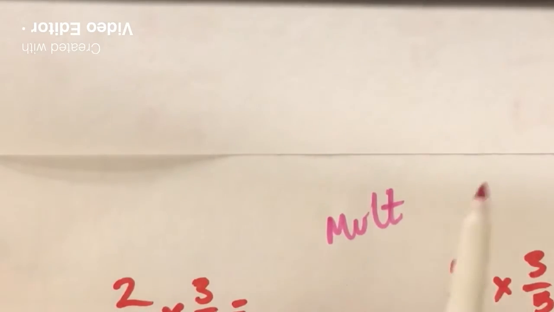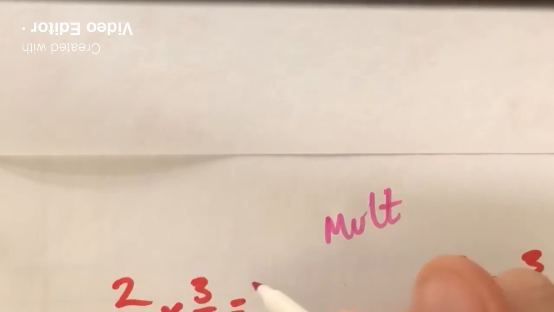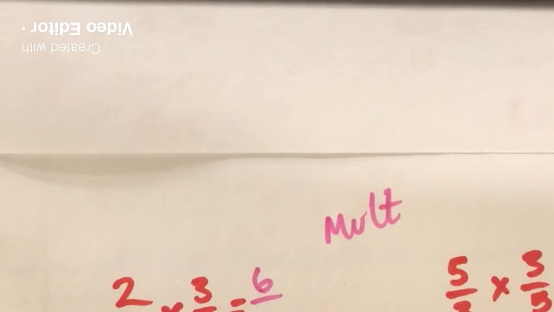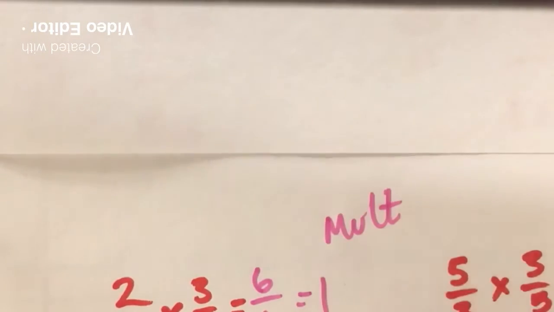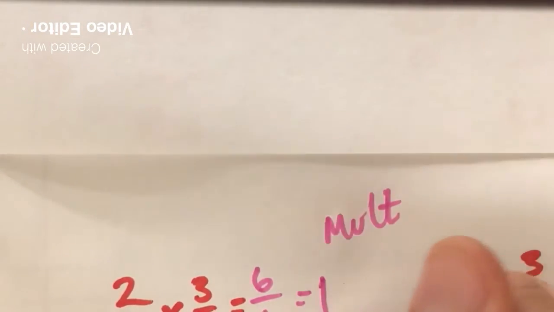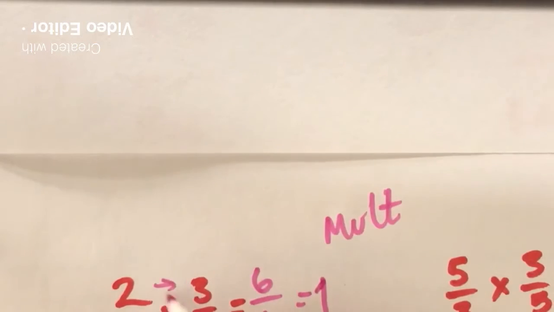Right here we're going to multiply them together. What happens if we multiply the reciprocals together? So 2 over 3 times 3 over 2, these are reciprocals of each other. 2 times 3 is 6, over 3 times 2 is 6, and 6 divided by 6 is equal to 1. Remember, when you multiply fractions, you just multiply straight across.